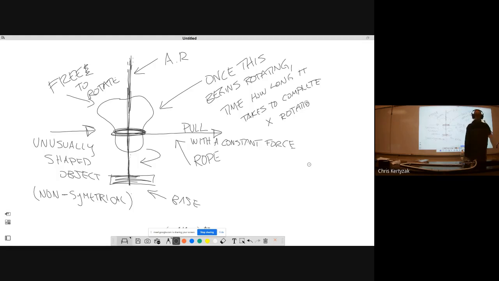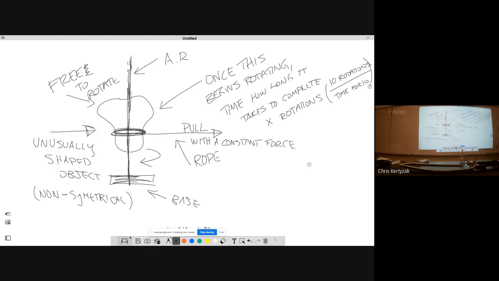I mean, one might be difficult. If you're pulling really hard on it, it might be like, start, stop. And you wouldn't even want to use a stopwatch. You would want to use a computer like we have with Pivot so that you could accurately time it. But once this begins rotating, time how long it takes to complete X rotations. You could do 10 rotations if you wanted to, and then divide by the time for 10. That's a reasonable way to do it to avoid error.